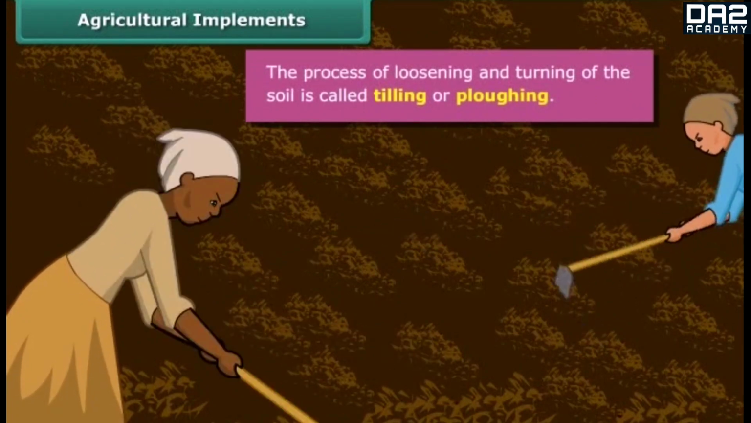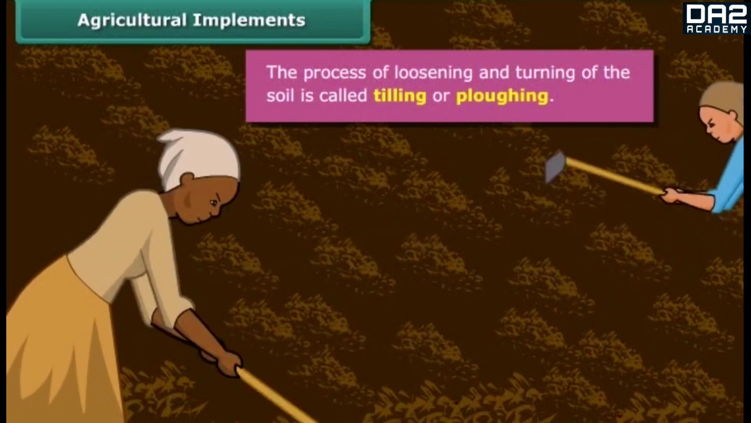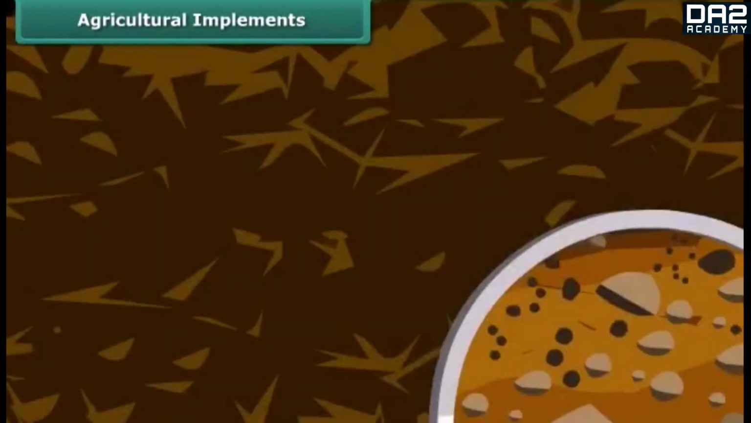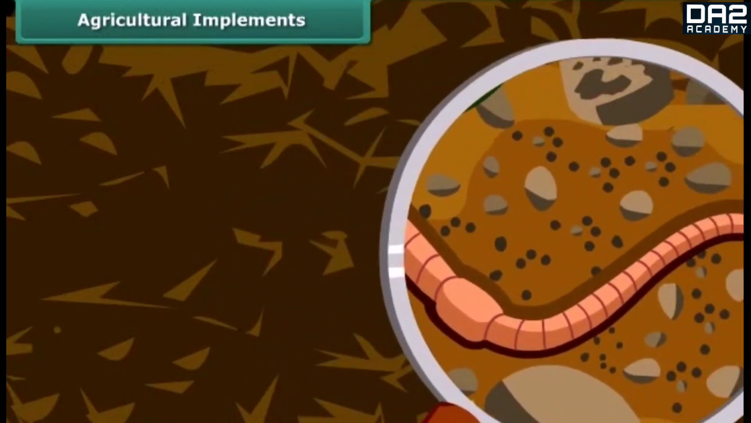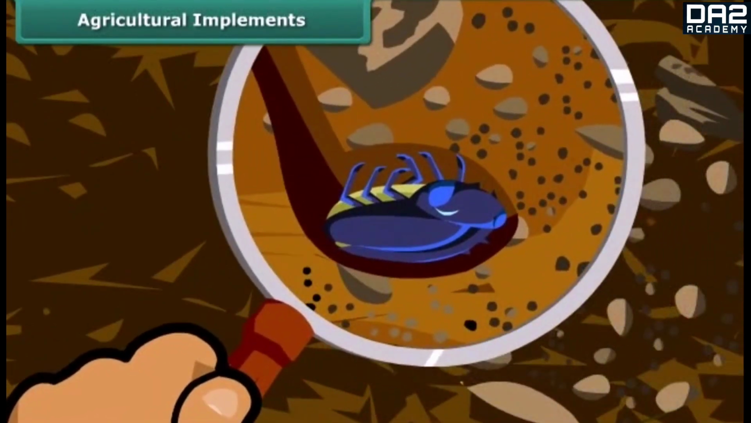The loosened soil helps in the growth of earthworms and microbes present in the soil. These organisms are also known as farmers' friends. They add humus to the soil. Turning and loosening of soil brings the nutrient-rich soil to the top. These nutrients are then used by the plants.